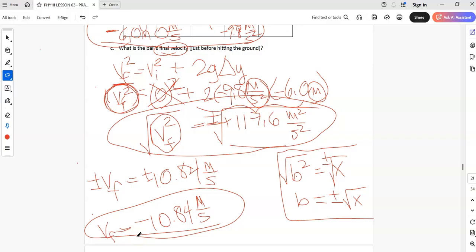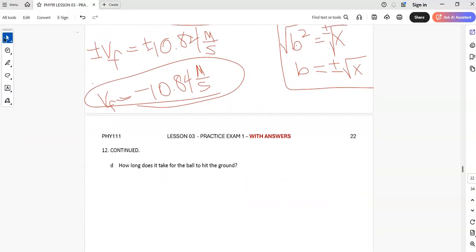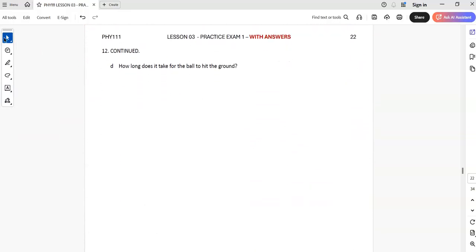And this is the problem with undoing a square in a term. You can use these formulas as long as you remember that when you undo the square with a square root, it can be either the positive answer or the negative answer, depending on the problem. We only had one choice to solve this problem, so we had to use this formula. There was no choice. But when you look at the next variable, you're being asked, how long does it take for the ball to hit the ground?